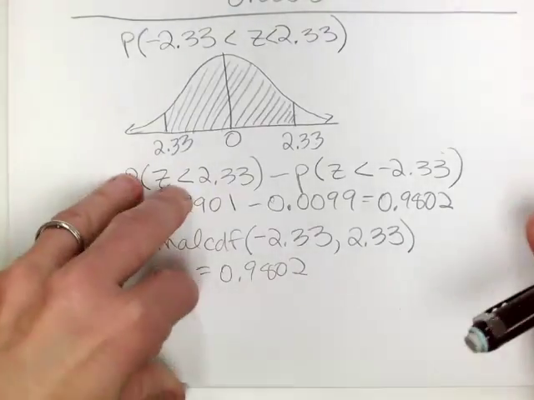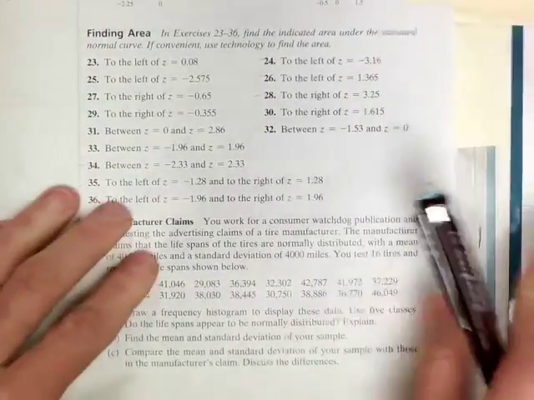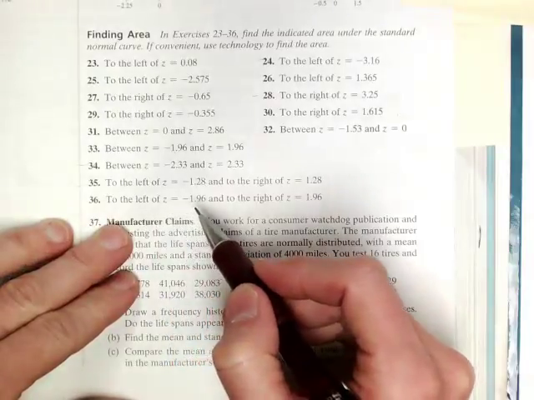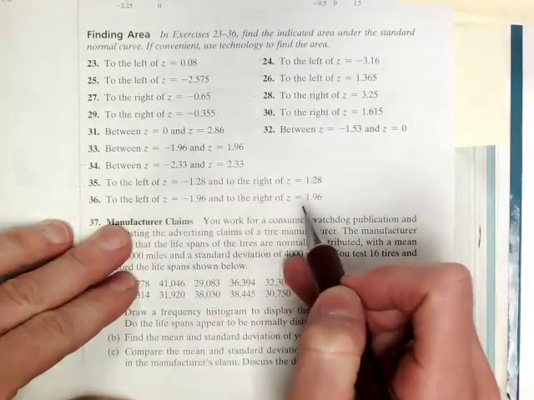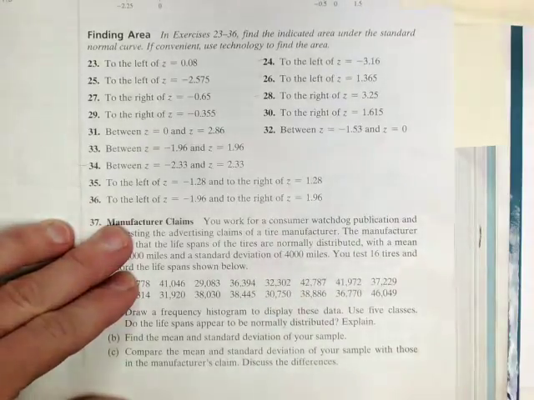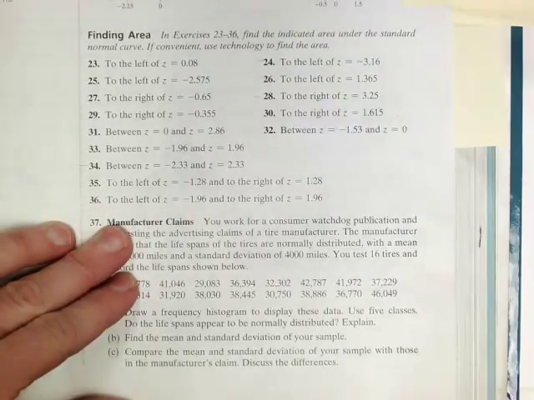Okay, last but not least, let's take a look at another one. Let's take a look at number 36 here. This is a good one to take a look at. I want to find the area to the left of z equal to negative 1.96 and to the right of z equal to positive 1.96. Again, I want to sketch the standard normal curve and shade the area that I'm looking for.